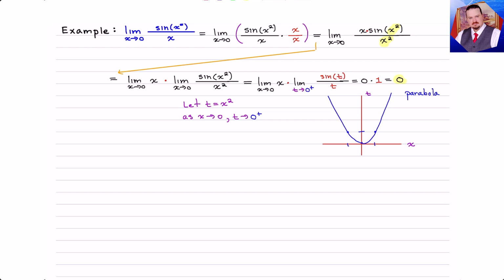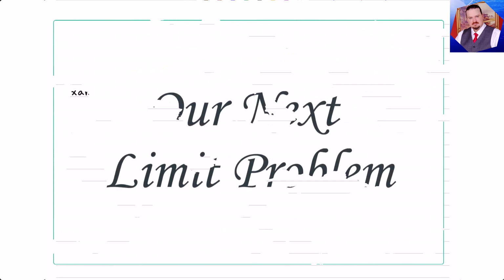Now notice as x goes to 0, the t values, which are the y values in a classical xy coordinate system, are going to 0, but above the x-axis. They're all going to 0 from the positive side. And as x goes to 0 from the left, the t values are going to 0, again all above the x-axis.